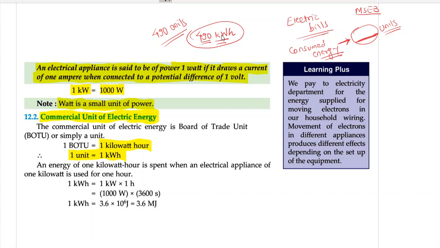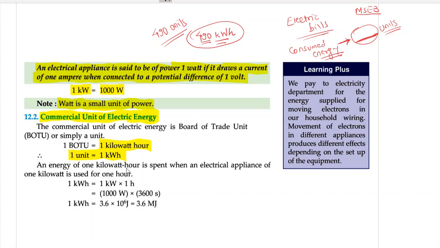So this 490 will be multiplied by 5, and whatever product you get, that is the amount of money you have to pay as a bill to the company. Right now the kilowatt hour idea is clear, but what is this kilowatt hour equal to?